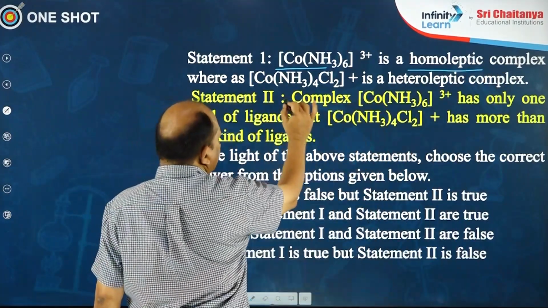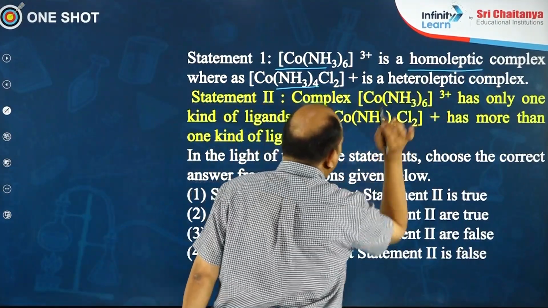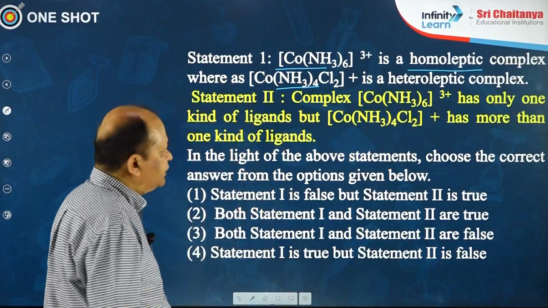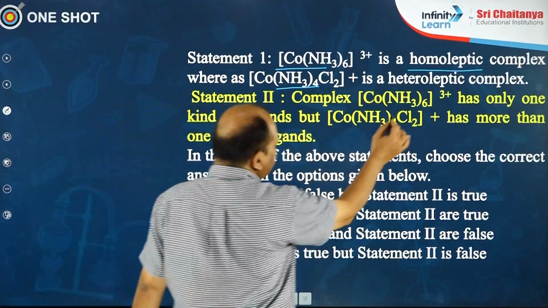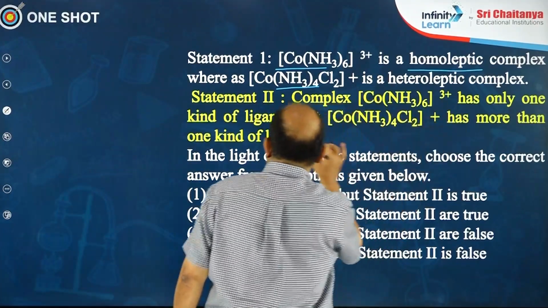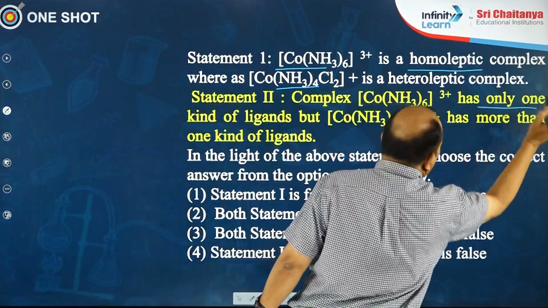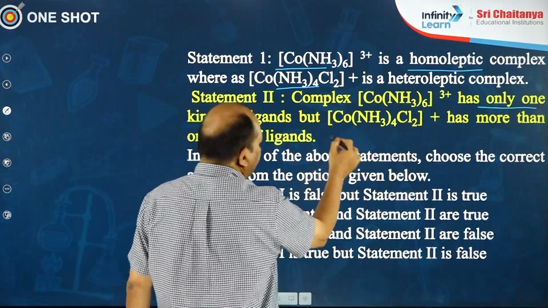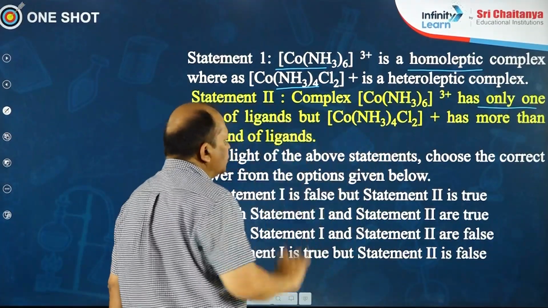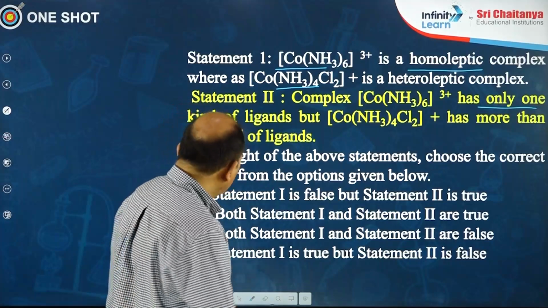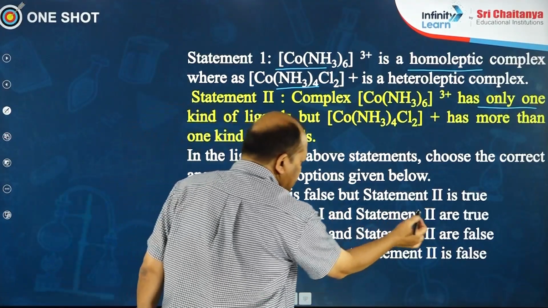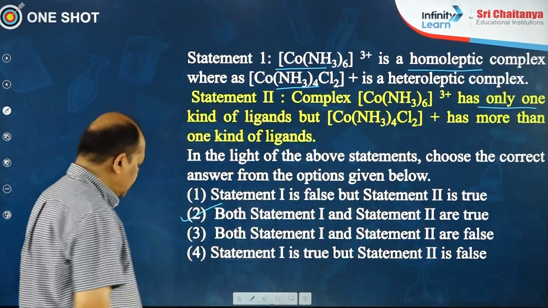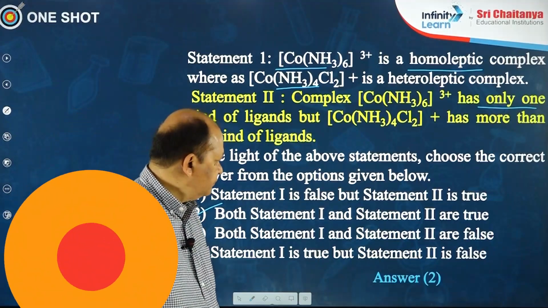The other complex he gave and is calling the heteroleptic complex. This is statement 1. Statement 2: the first complex is homoleptic because it has only one kind of ligand, and in the second one there are two types of ligands. So, statement 1 is correct, statement 2 is correct, both are correct. Second is the right option.